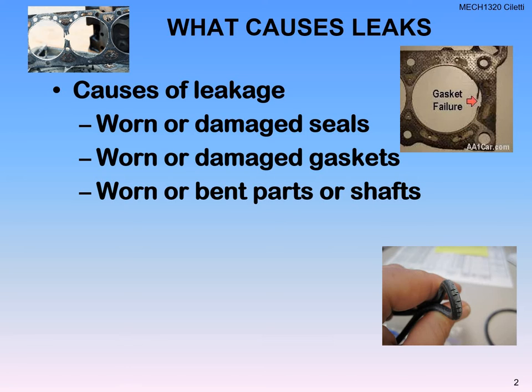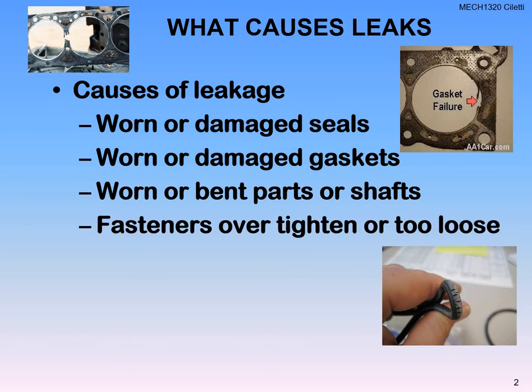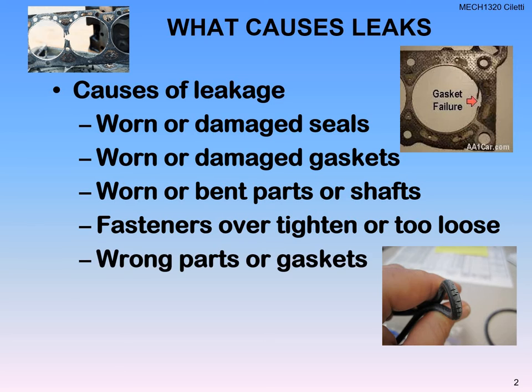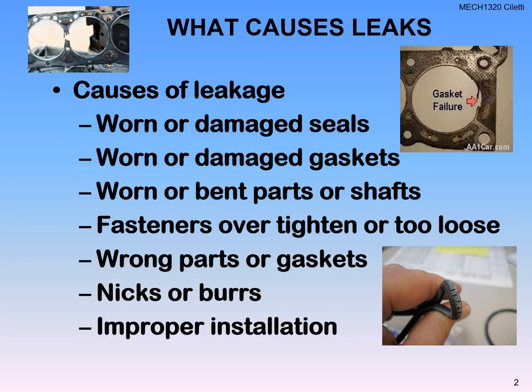But in our systems, what can cause leaks to any of our mechanical stuff? Worn or damaged seals, worn or damaged gaskets, bent or worn shafts, fasteners too tight or too loose, and elements that ruin our gaskets. Nicks, burrs, improper installation. We learned that if we don't align our belt drive correctly, that ruins things, but different things like that.